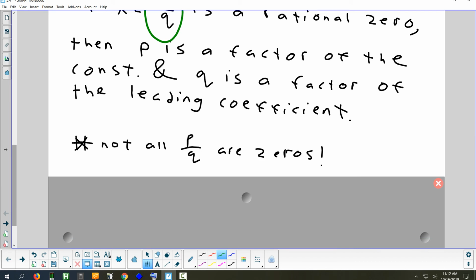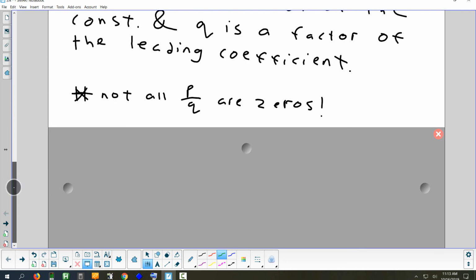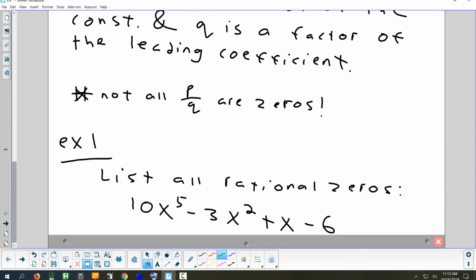So, again, just to emphasize, we're making a list of possible roots. I'm not saying that every single P over every single Q is a root. We still have to use the calculator to check, but at least we have a list of options so we know where we should be checking. So, let's try to list all possible rational zeros here. I'm just going to add in the word possible.